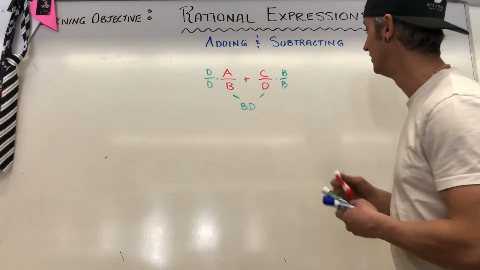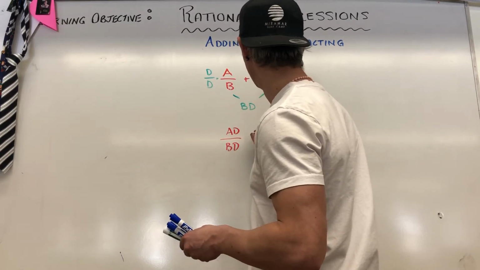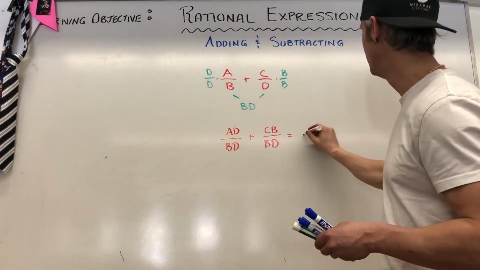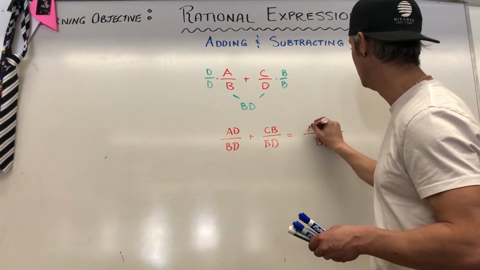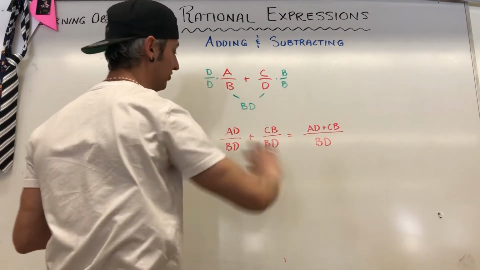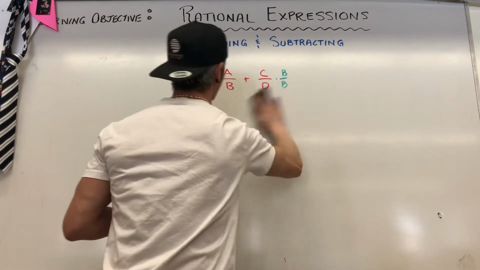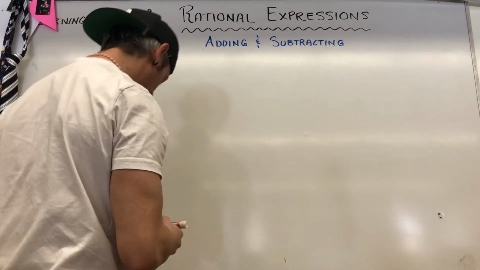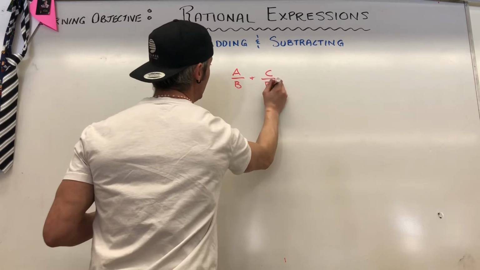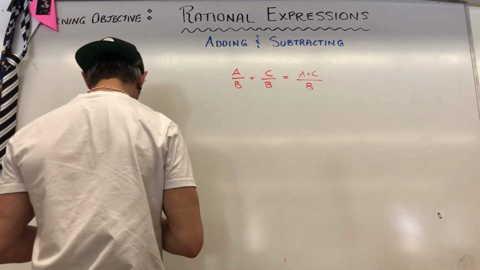And when I do that, I would get AD over BD plus CB over BD is equal to, and now we keep the common denominator here and we just add the numerators. It would be AD plus CB, okay? You can just assume A, B, C, and D are just numbers. I'm just showing you that we determine our common denominator simply by multiplying the denominators together, okay? Unless I have A over B plus C over B. In this case, they have the same denominator, so I can just go straight to adding A plus C. And we're going to see both situations with our rational expressions.